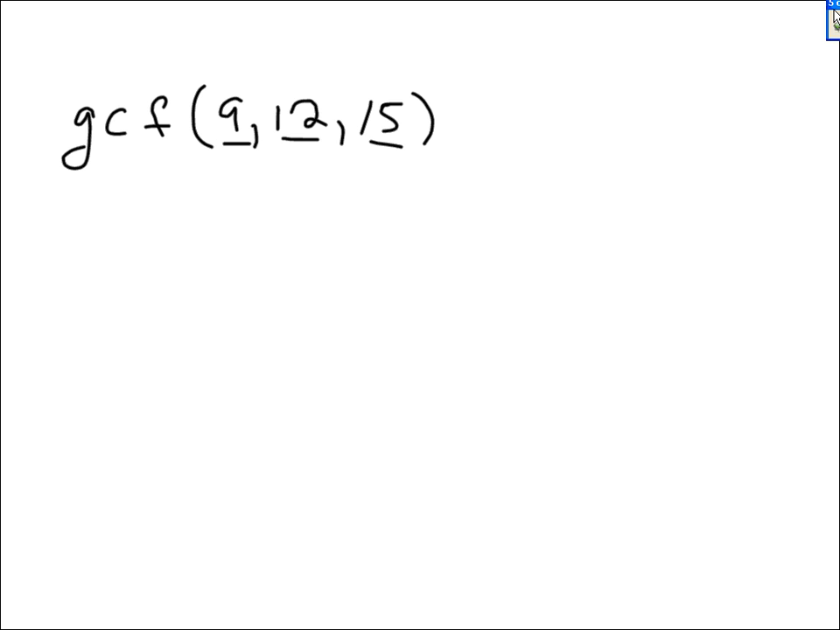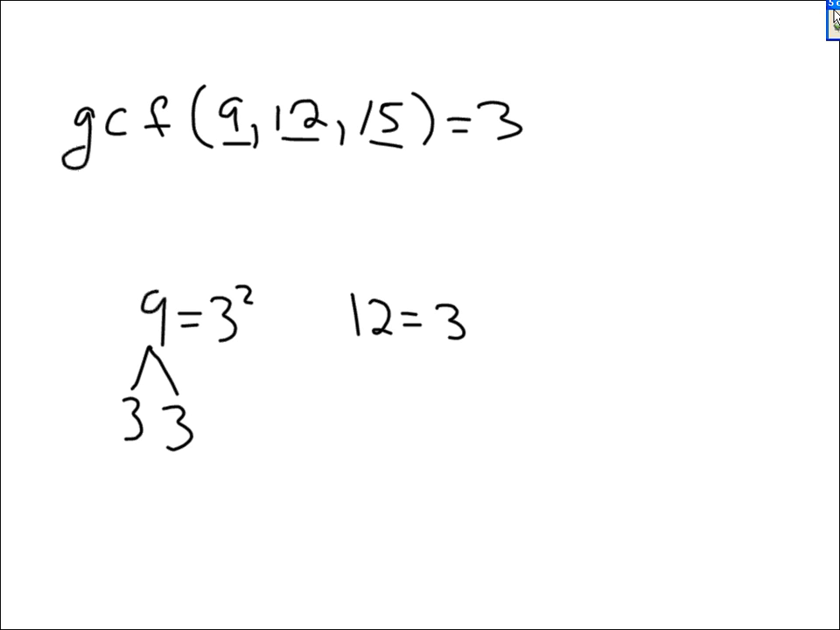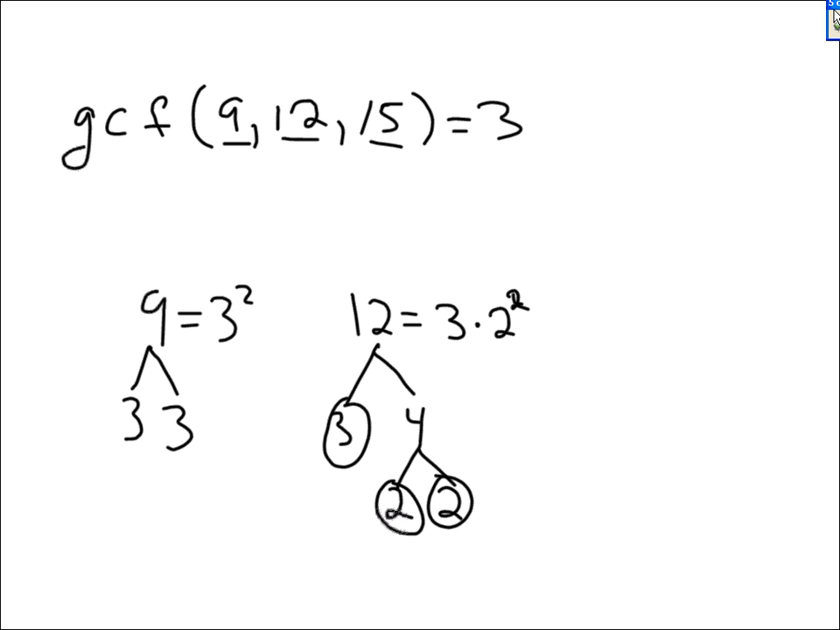Okay, now, as I mentioned at the very beginning, you can find the GCF of 3 numbers. There are 3 terms. What's the largest number that goes into 9, 12, and 15? You might realize it's 3 right off the bat. Or you can say 9 is 3 times 3. That is, 9 is 3 squared. You should know that 12 is 3 times 4. 3 is prime, but 4 is not. 4 is 2 times 2. So it's 3 times 2 squared.